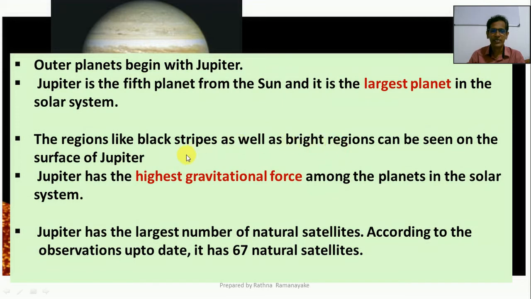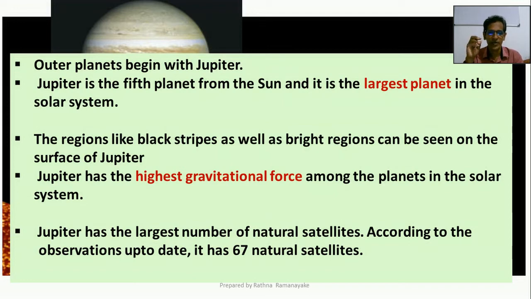Jupiter has the highest gravitational force among the planets in the solar system. Jupiter is the planet with the highest gravitational force.